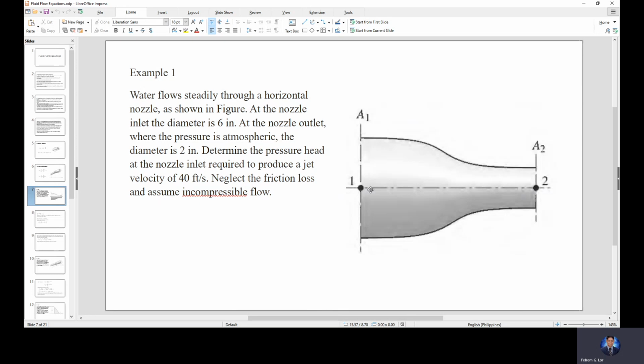So we have to neglect friction between point 1 and point 2. Although in actual there is friction loss, known as head loss. But for this discussion, we can just neglect it. We'll just discuss it later. Okay.